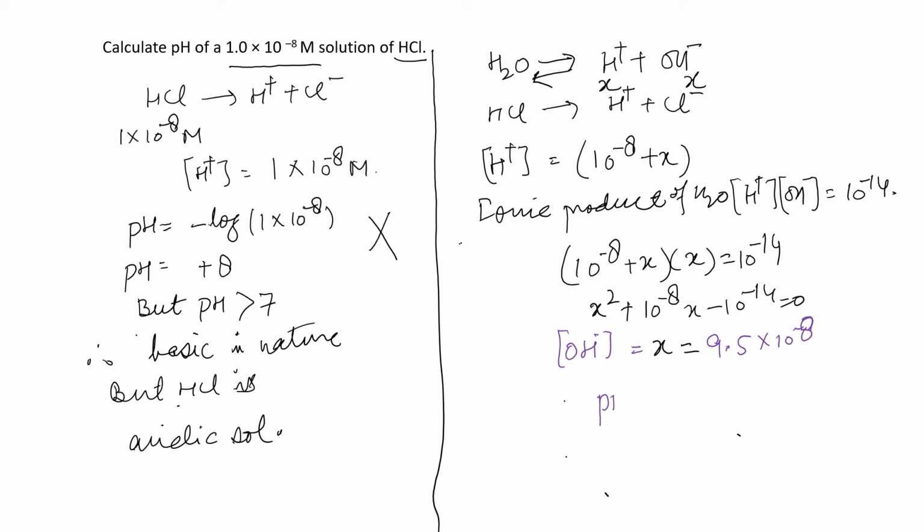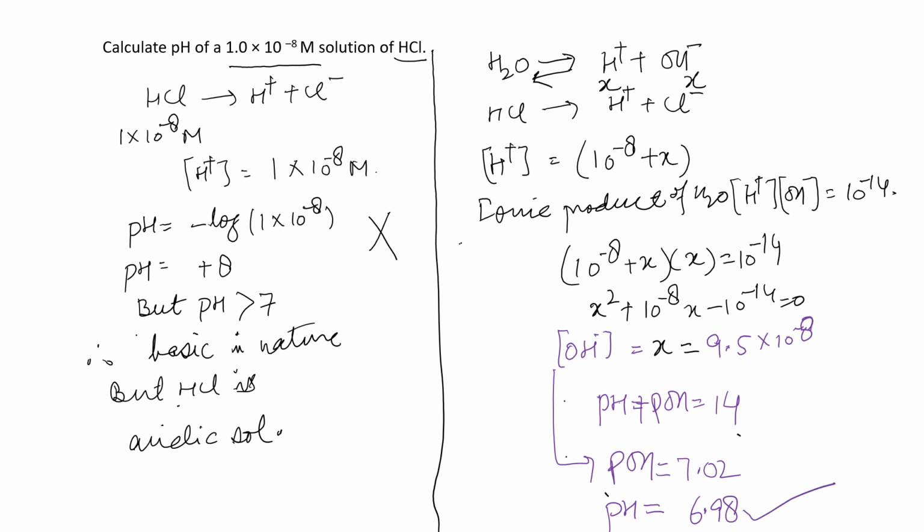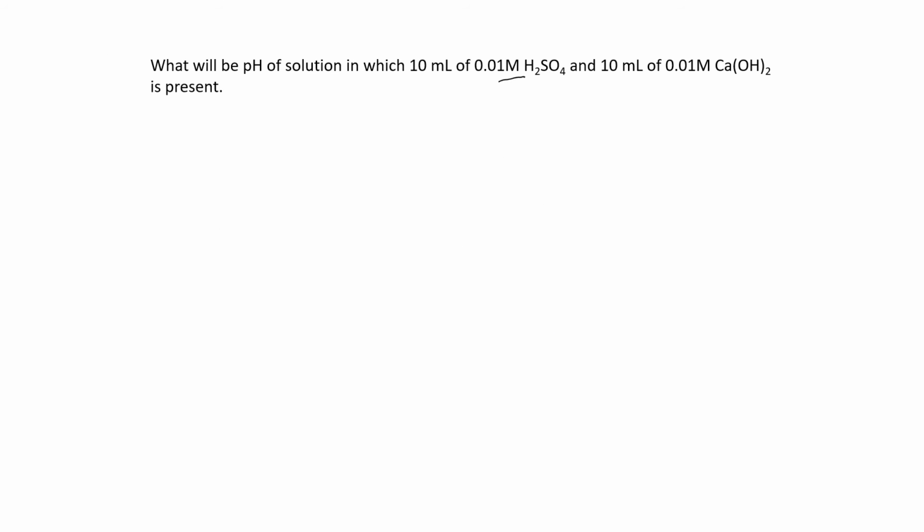And the pH of this solution is found like this. So from here we find pOH equal to 7.02 and pH is equal to 6.98, which is correct. Now let us take up the example of a mixture of two solutions. One is the acid and another is base.